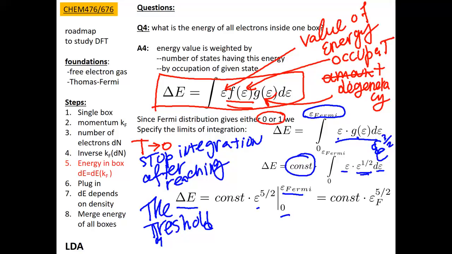Density of states is a constant times E to the power 1/2. Right? Occupation is the Fermi distribution. And we need to find the total energy of all electrons inside the box. How do we find the expectation value of something? It's not science, not physics, not chemistry, it is math.